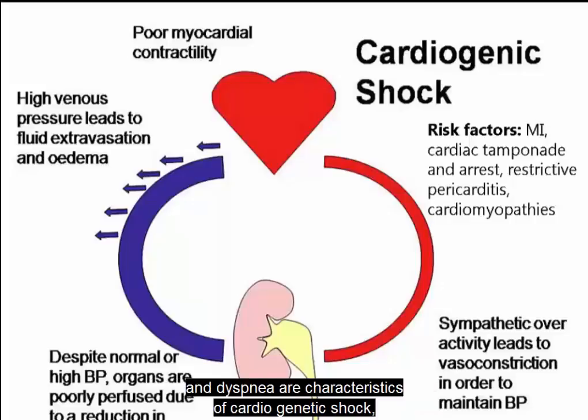Pulmonary congestion and dyspnea are characteristics of cardiogenic shock, so the nurse should assess the breath sounds frequently. The head of the bed is usually elevated to decrease dyspnea.